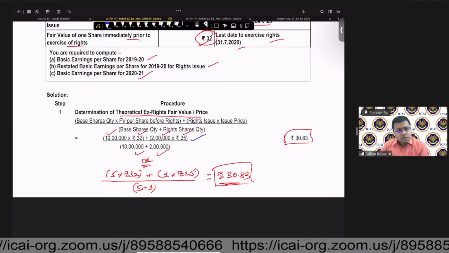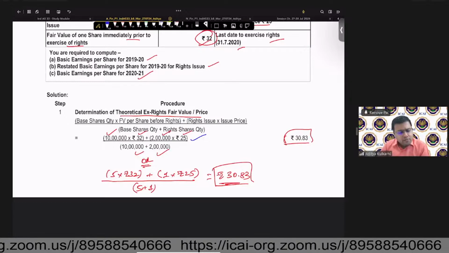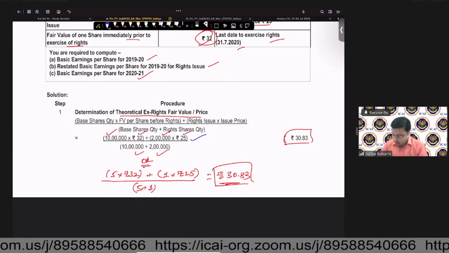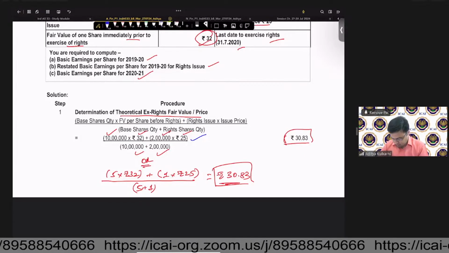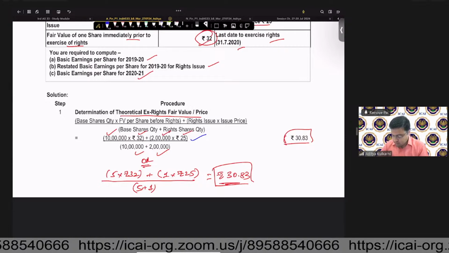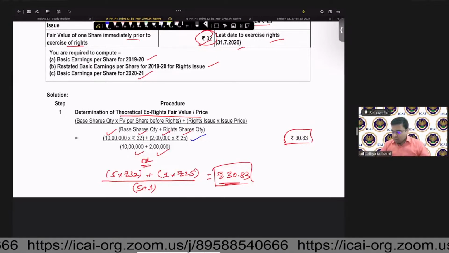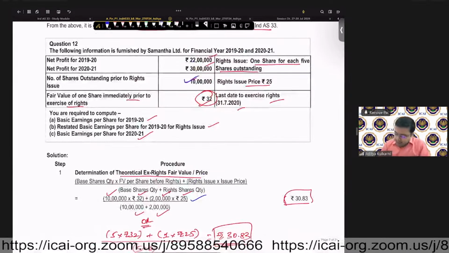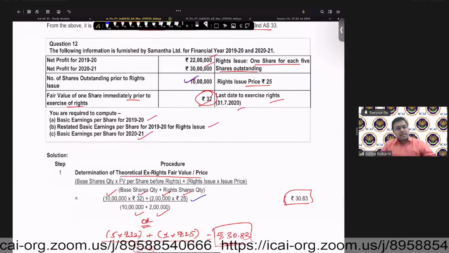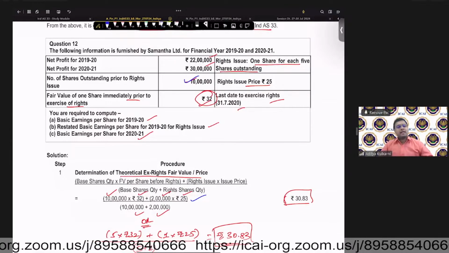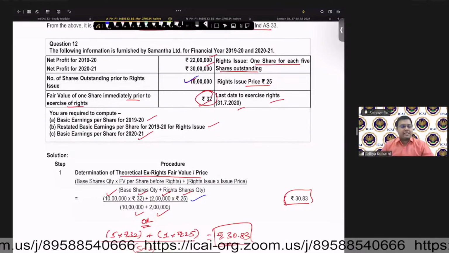Okay. So your query is how did we get 37,800? No, not that. Why in this step 1, for determination of the theoretical X rights fair value, why are we adding the rights issue components, rights issue plus issue price? See, we are doing this because this is the theoretical X rights price. That means once the rights issue is done, once the tenure of the rights issue is complete in totality, what will be the price of that share thereafter?